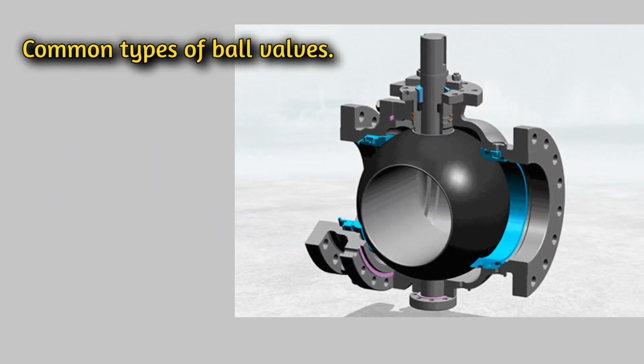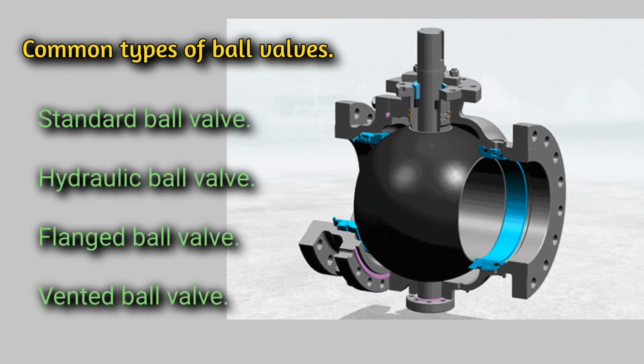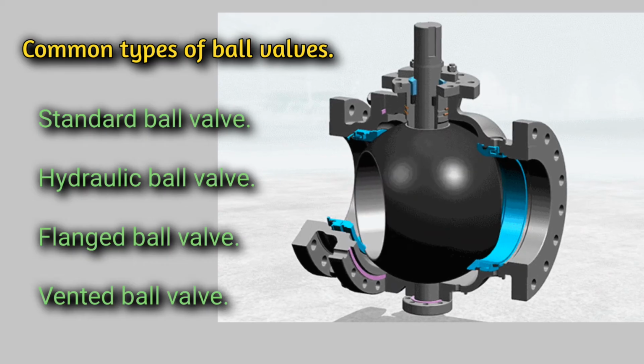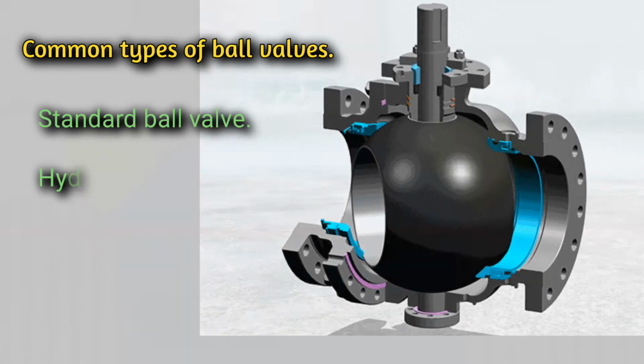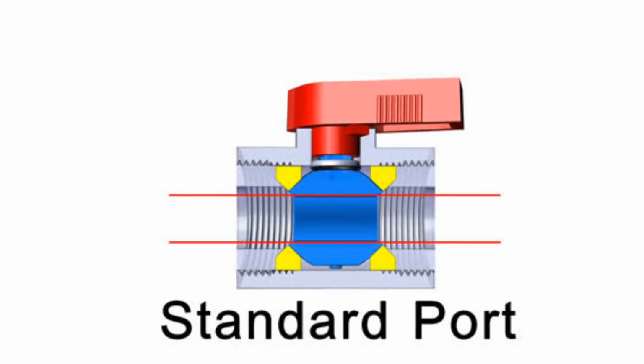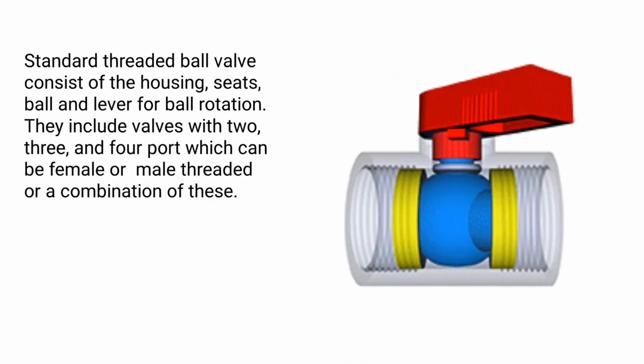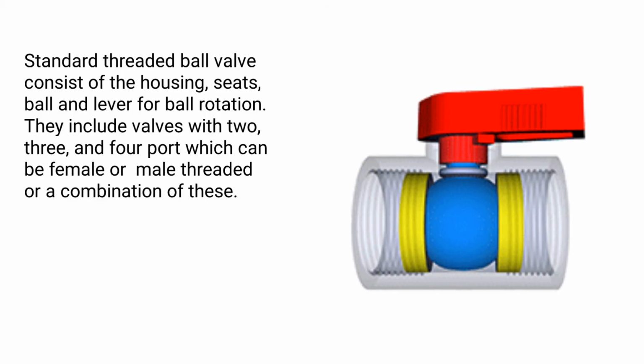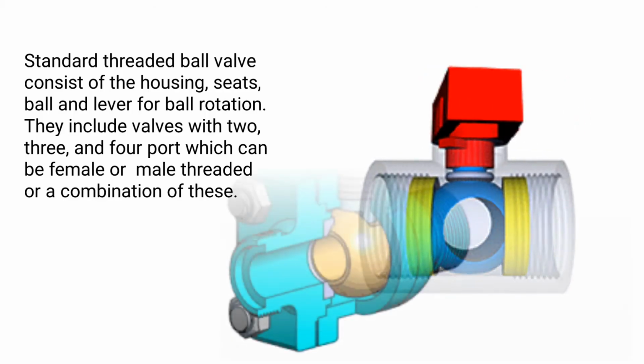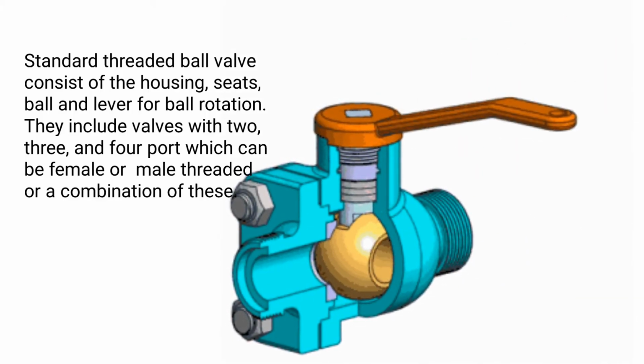Common types of ball valves: standard ball valve, hydraulic ball valve, flanged ball valve, vented ball valve. Standard ball valve. A standard threaded ball valve consists of the housing, seats, ball, and lever for ball rotation. They include valves with 2, 3 and 4 ports, which can be female or male threaded or a combination of these.